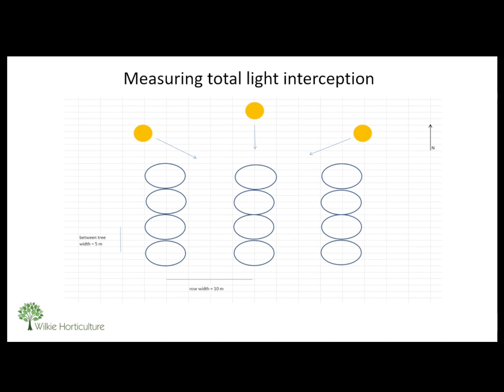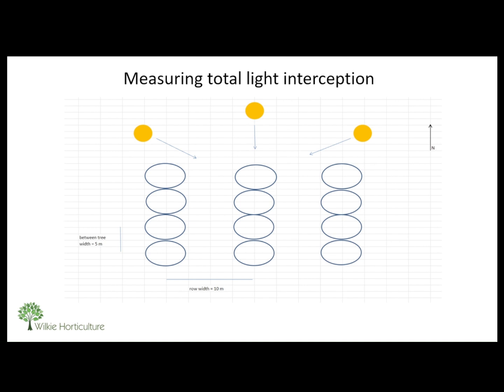So thinking about measuring total light interception, we've got our avocado orchard here, 10 by 5. The first thing we need to do when we think about measuring total light interception is understand the area that our plot, whether that be one tree or several trees, is allocated. So 10 by 5, each individual tree is actually allocated a 10 metre by 5 metre area.